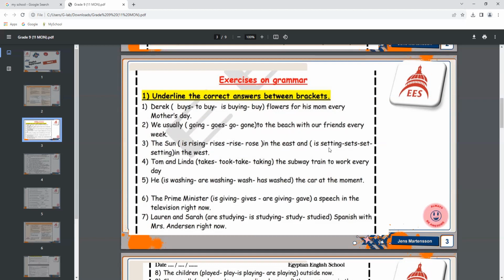Okay, let's take a look at number four. Tom and Linda, the subway train to work every day. So we have every day. This is a repeated action. Maybe it's their habit. So we can use the present simple. They take the subway train to work.